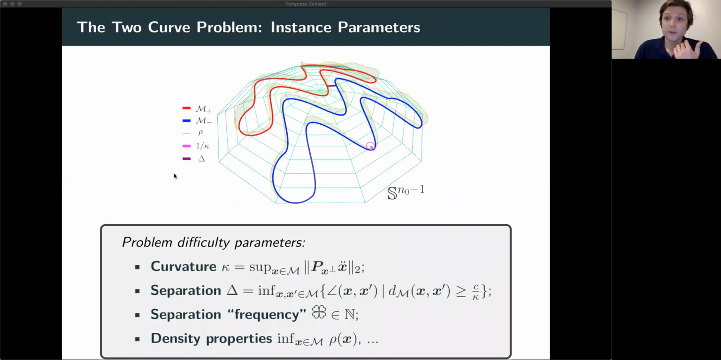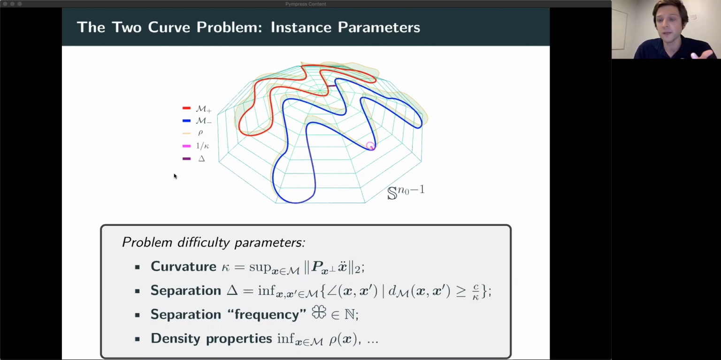The difficulty of a problem instance in this model: the nice thing about having data with low-dimensional structure is that we can summarize it in terms of certain geometric and statistical properties of the data. I'll just summarize them quickly here with definitions and talk about some intuitions, the ones that will show up in our results. We have curvature. This quantity here is the intrinsic curvature, measuring how far away the curves are, in a worst-case sense, from being great circles. We have a separation here.